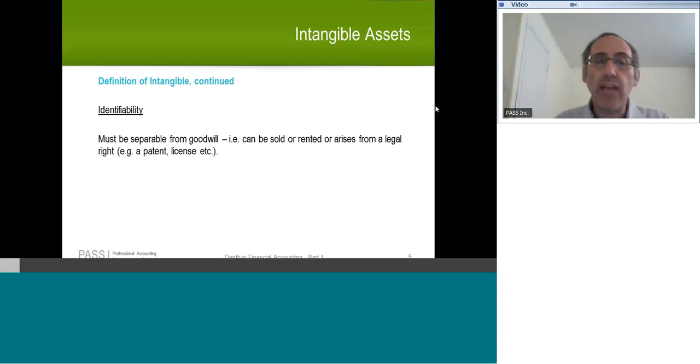Separating the asset from goodwill can be achieved in one of two ways, if we meet one of these two criteria. The first criterion is we can actually sell this intangible. So for example, if we have a customer list, notwithstanding privacy legislation, we may be able to sell this customer list. It can be separated from the company. Therefore, this customer list would be treated as an intangible rather than being buried in goodwill.